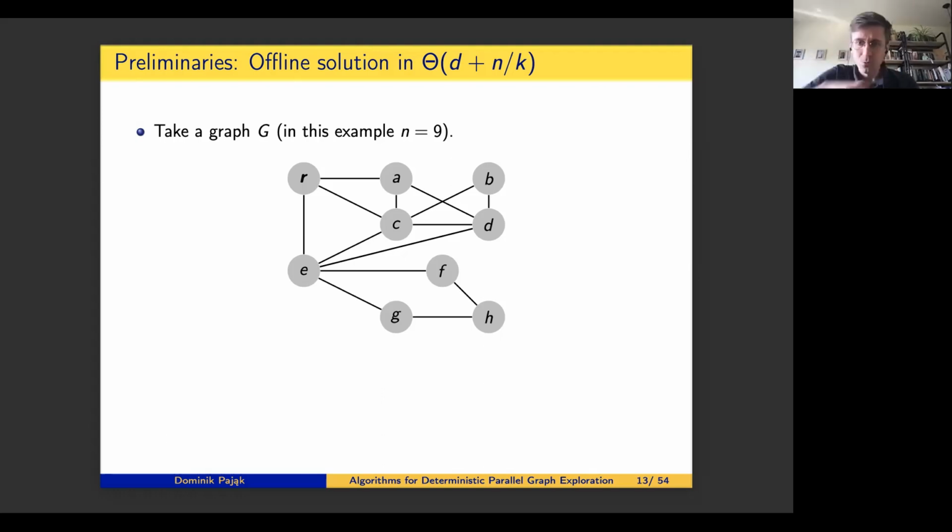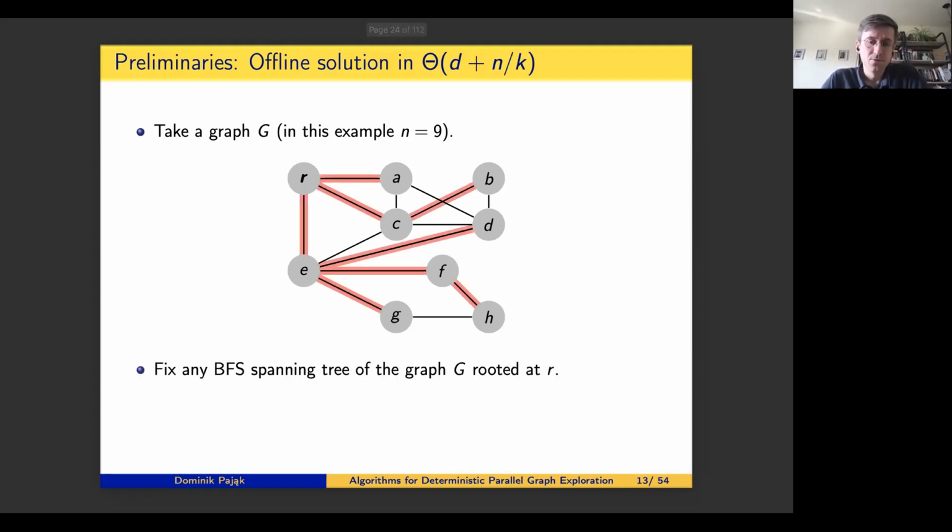And the way it's done is actually pretty simple. I should be able to explain it. So assume that we have a graph like this. It has n equals 9 vertices. And our offline solution looks like this. We first fix a BFS spanning tree.